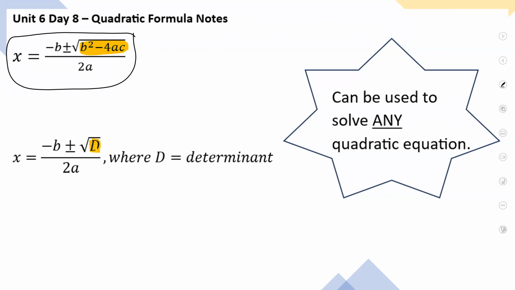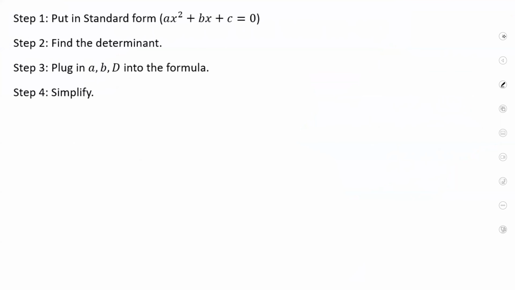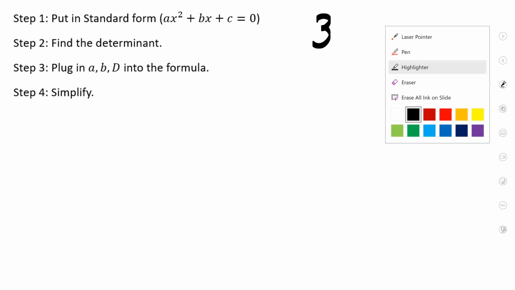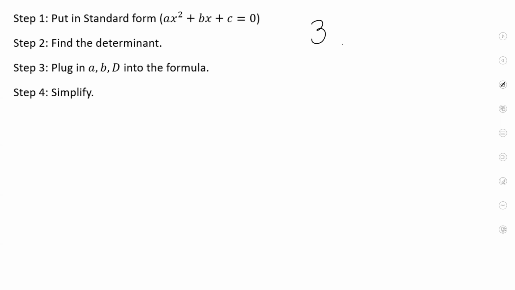Okay, so you can use the quadratic formula to solve any type of quadratic equation. It tells you where the x-intercepts are, okay? All right, so let's do the steps. Let's do the very first example. The first equation is 3x squared minus 4x minus 5 equals 0.